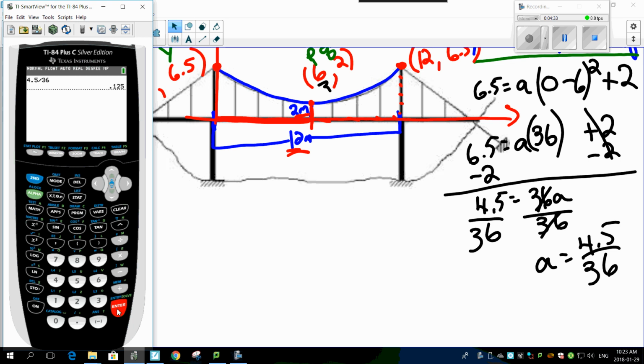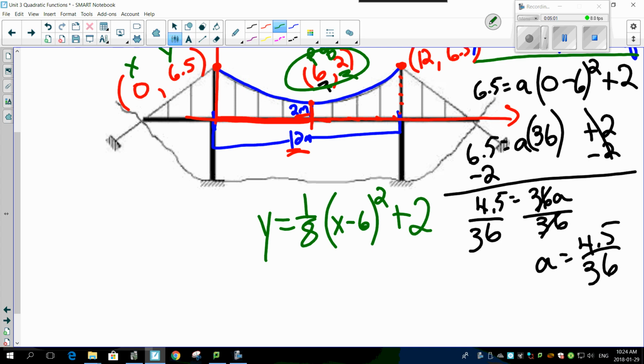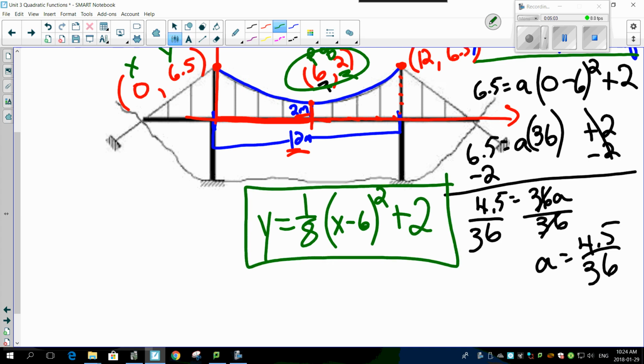That's just gross. Go over to math. There's that first thing that says frac, which means change whatever you've got into a fraction. And let's do that. Answer, math, frac it, and look at that. You got 1/8. So look at this. Your new equation is y equals, there's your A value that you just determined, and don't forget there's your P and Q, so (x minus 6) squared plus Q, which is 2, and there is your formula for the suspension bridge. Awesome.